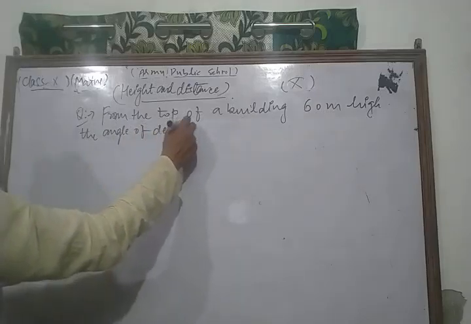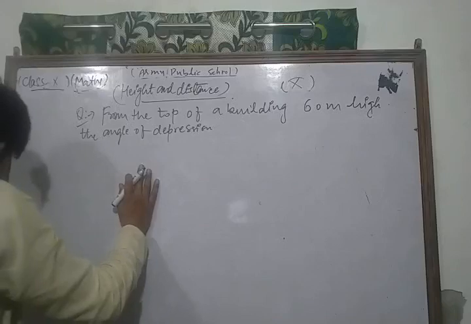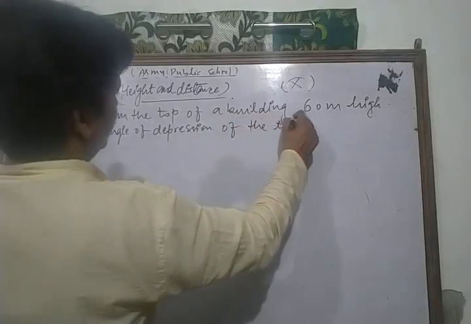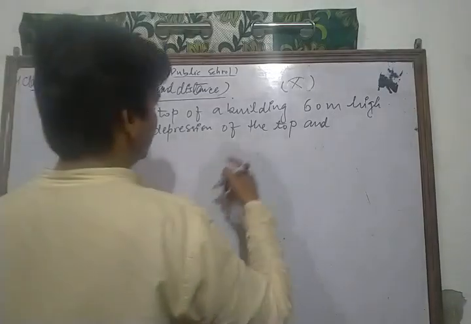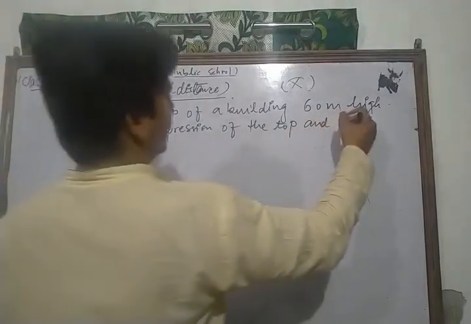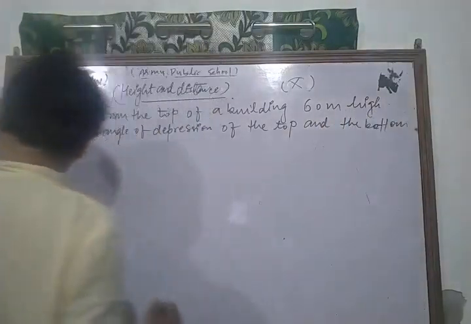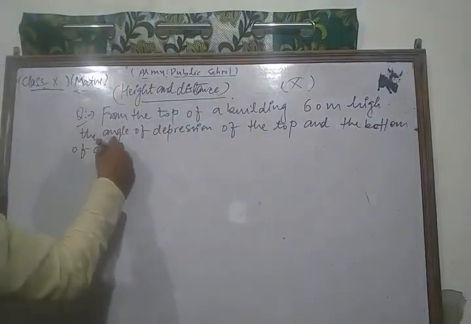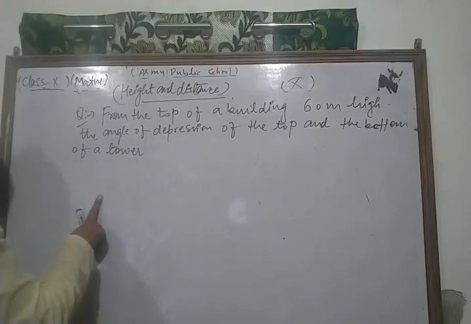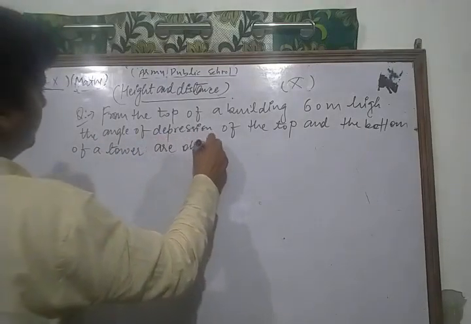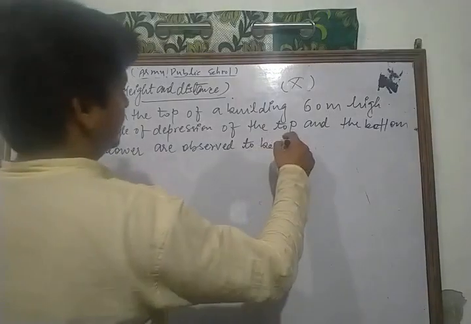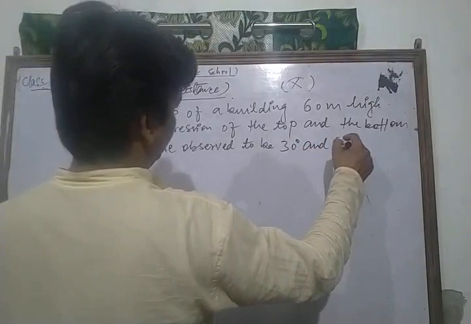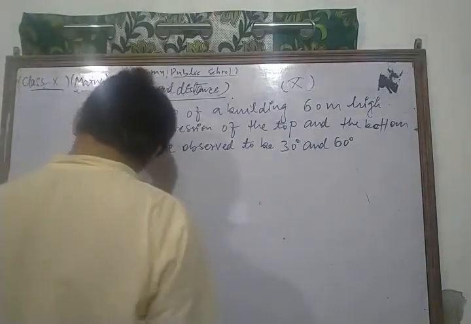of the top and the bottom of a tower are observed to be 30 degree and 60 degree respectively. Find the height of the tower.